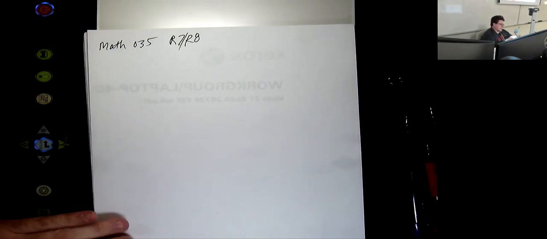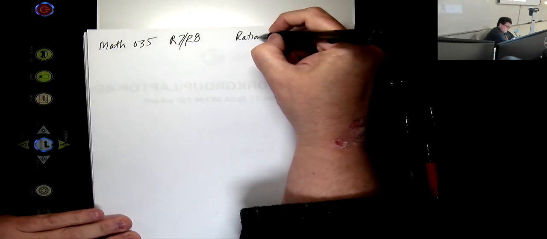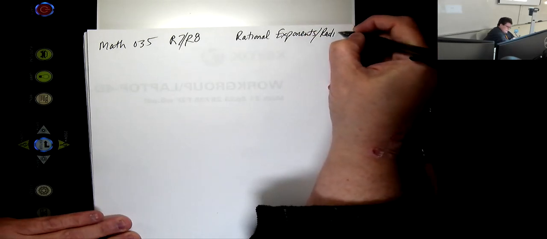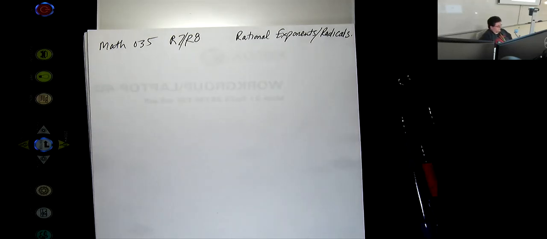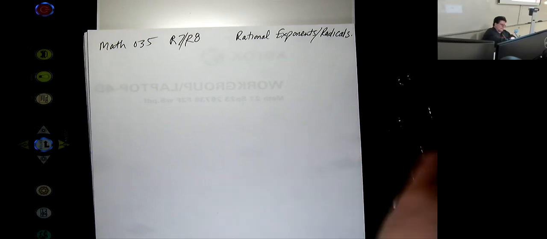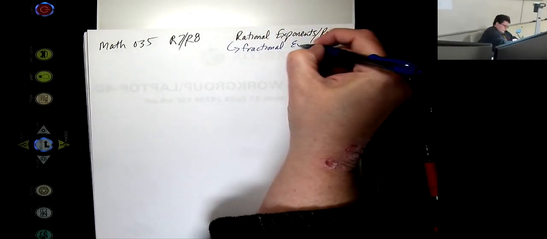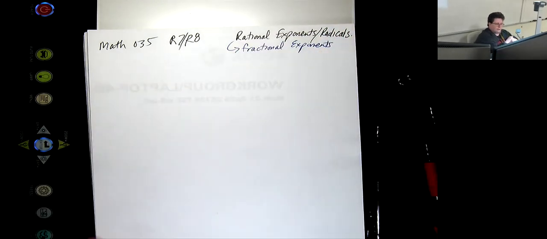We're dealing with rational exponents and radicals in this section. Now, when we had rational expressions, we had expressions that made fractions. When we have rational exponents, we have exponents that are fractions. So that's where we're heading here. Fractional exponents, and how they connect to radicals.